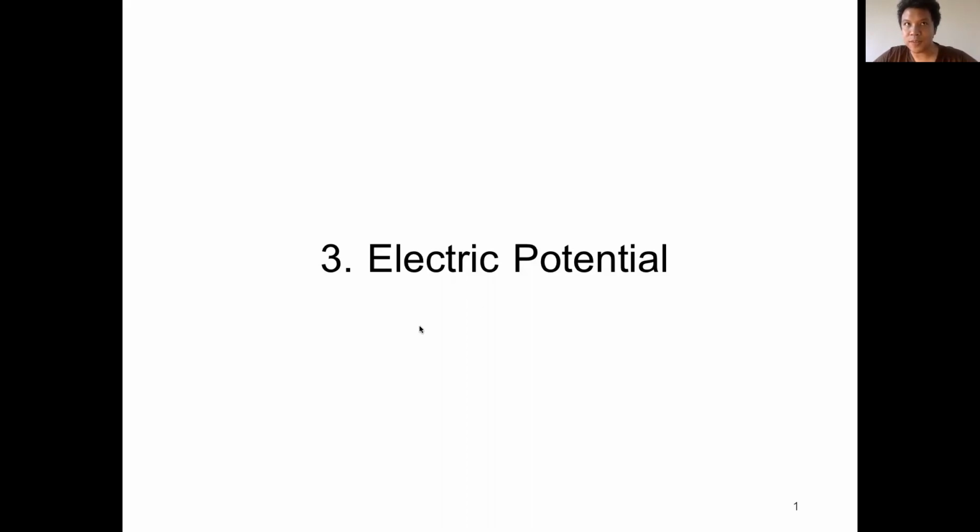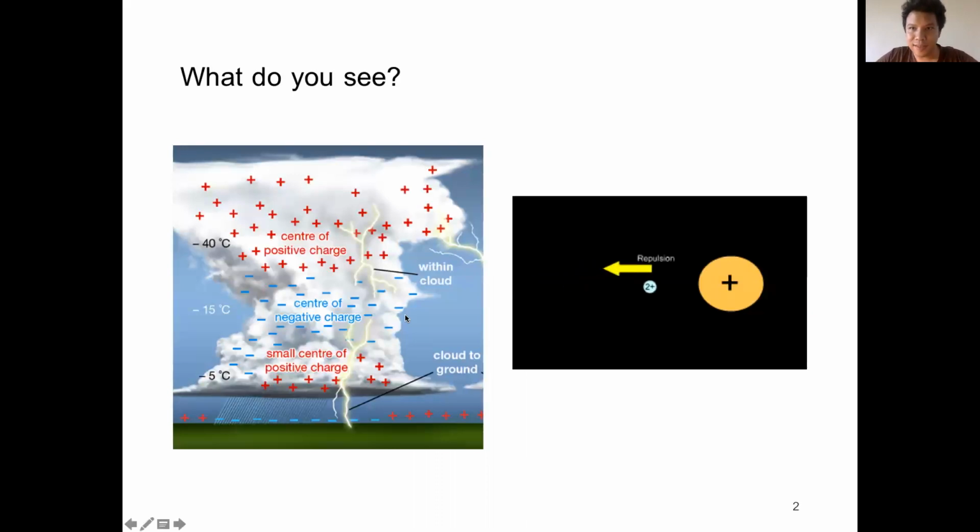Okay, let's start with the "what do you see" section. What you see on the left-hand side is the model of thunder, showing how the current of electric charge can flow from the cloud to the ground. This model describes that the bottom part of the cloud has positive charge, meanwhile some part of the ground has negative charge.